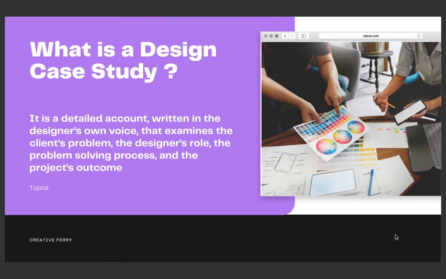It examines the client's problem. So take note of that, the client's problem, the designer's role, like what was your role in that project, the problem solving process, all the processes you took in solving that particular problem that they had at the initial phase of the project, and then the project's outcome. So let's take note of those keywords.